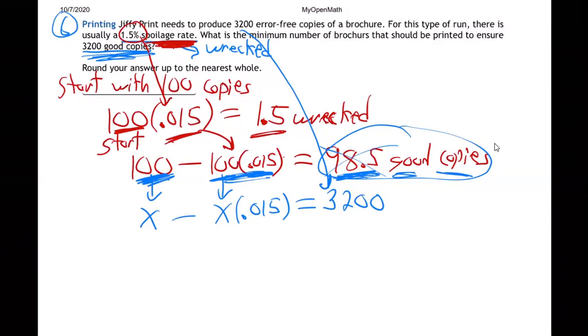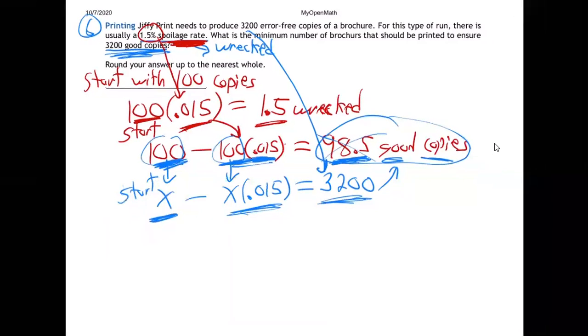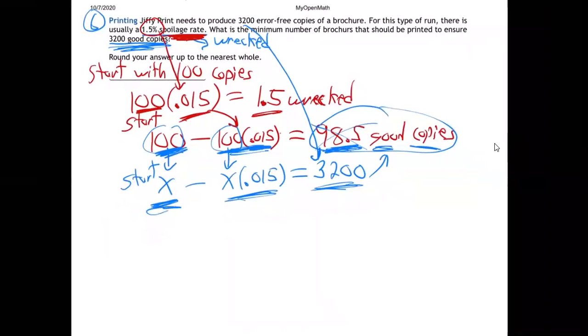We'll do the same thing with an X. Take X, which is your starting amount, minus 0.015 times X, right? You got to use the X twice, just like we used the 100 twice. And that'll give you the number of good copies, which we need that number to be 3,200. Good. Now, how do we solve this for X? Remember what we learned? There's an invisible 1. X alone is 1X.